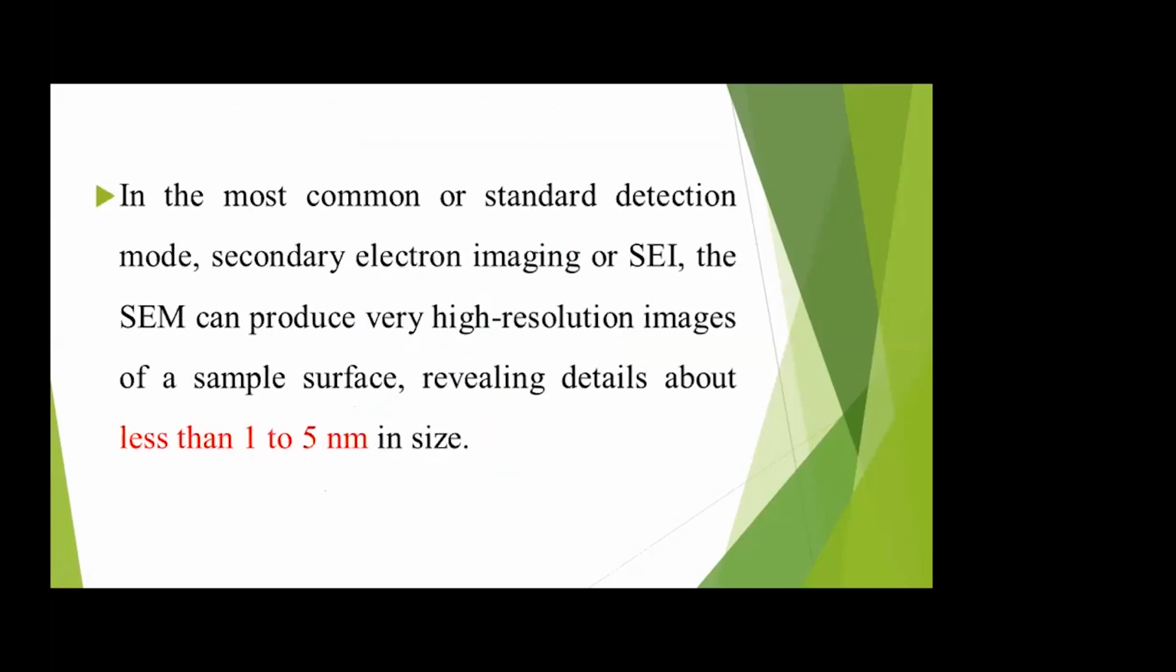As I already mentioned, in the most common or standard detection mode, secondary electron imaging or SEI, the SEM can produce a very high resolution image of a sample surface. A scanning electron microscope, a standard basic type which has only a secondary electron detector, can give you a resolution to that extent that you can see the presence of particles which are in the range of 1 to 5 nanometers.